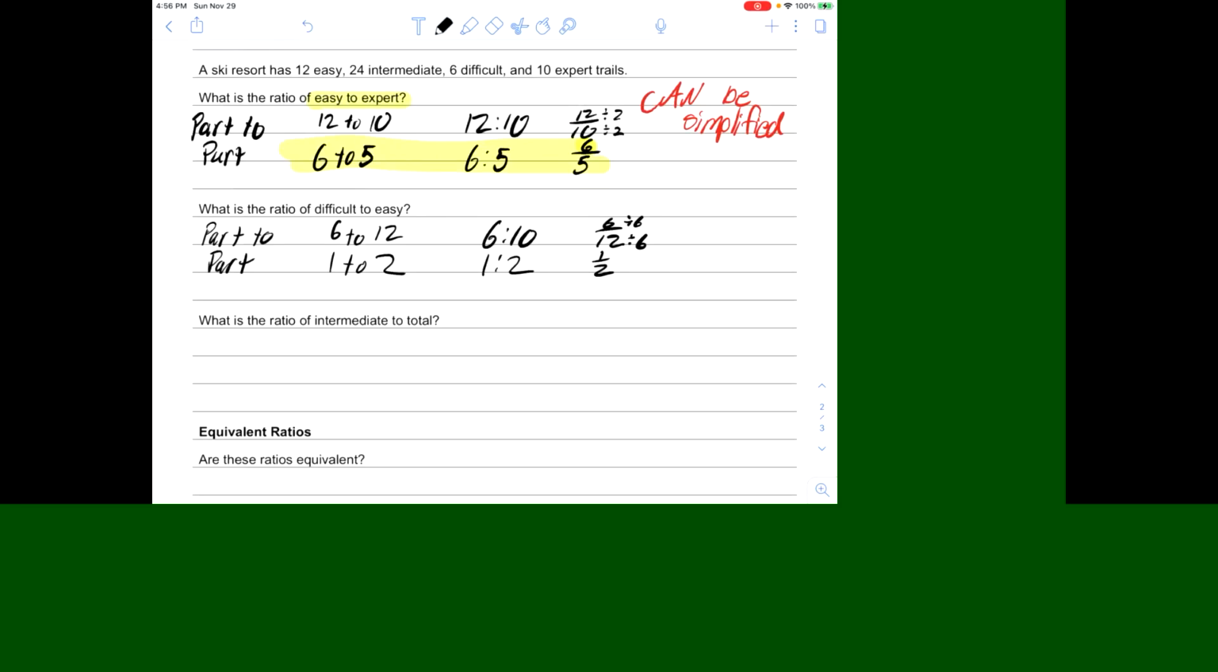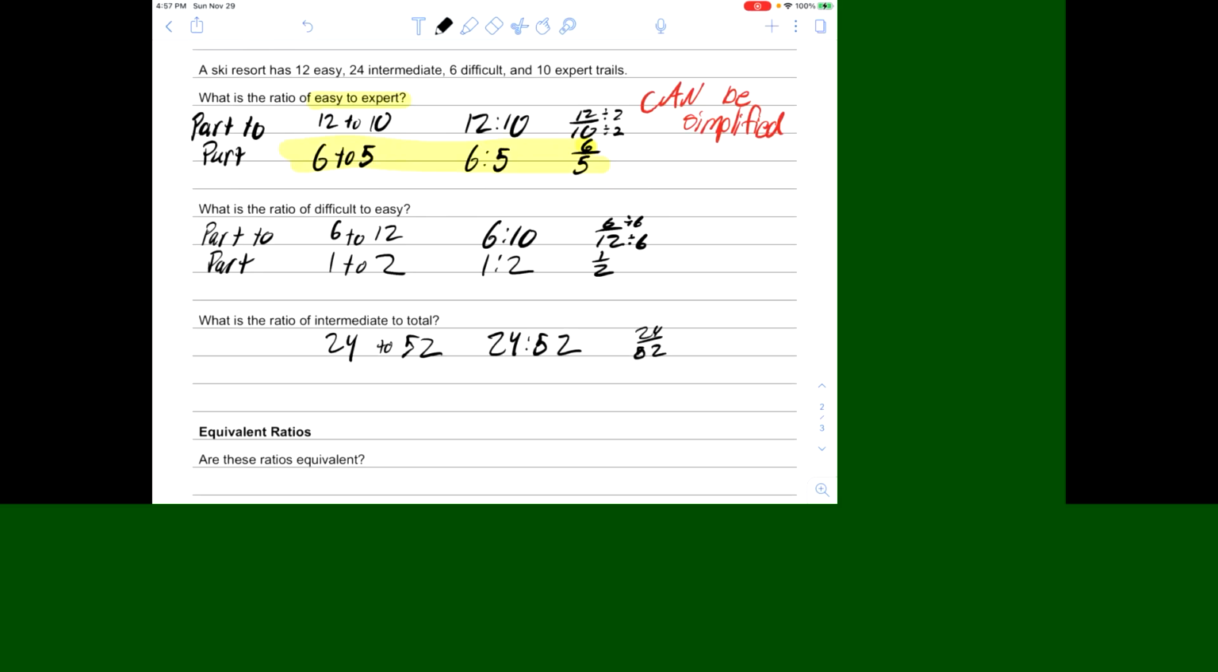So when I go to do this, I say, all right, there are 20 intermediate trails. If I want to add up the total, 24 plus 6 is 30, 30 plus 10 is 40, 40 plus 12 is 52. So I have 24 to 52, and I can write that in my other ways.